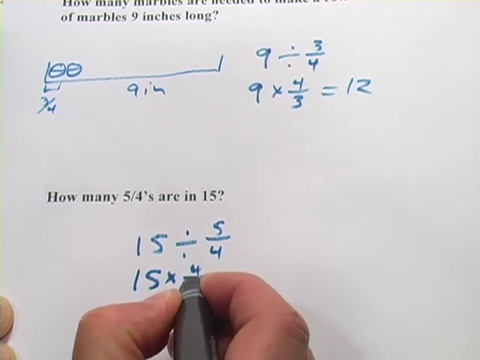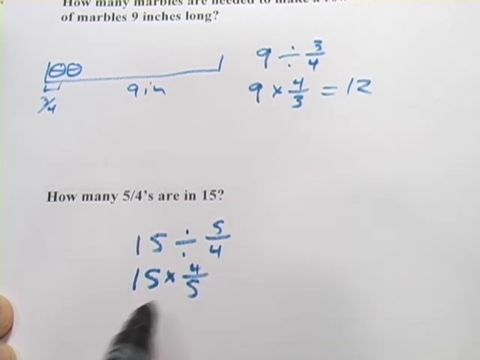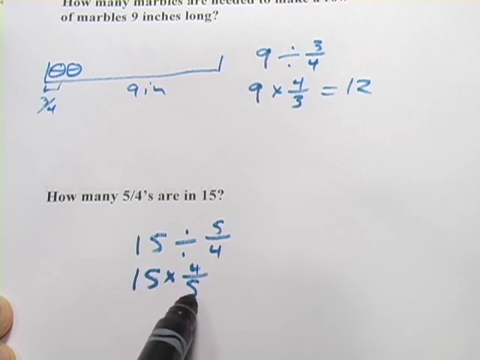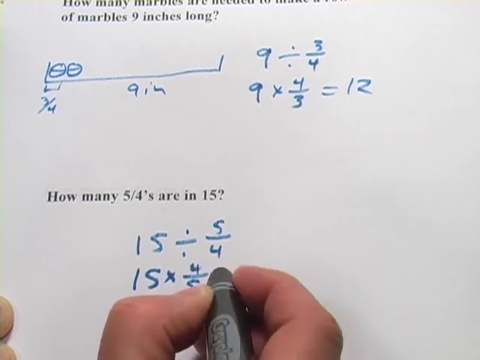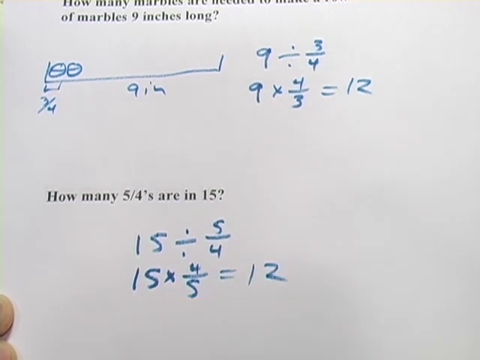So 4/5. And so when we're multiplying by a fraction, you want to divide by the denominator and then multiply what's on the top, the numerator. So 15 divided by 5 would be 3 times 4 would be 12. So that's a little introduction to dividing by fractions in these word problems.